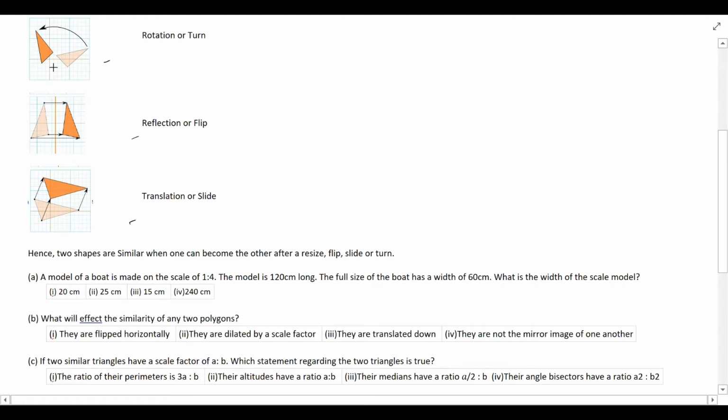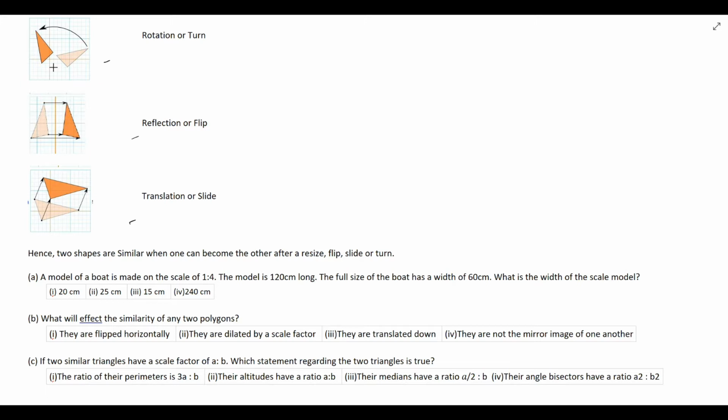Part A, a model of a boat is made on the scale of 1:4. The model is 120 centimeters long. The full size of the boat has a width of 60 centimeters. What is the width of the scale model? Okay, here the model of the boat is in the scale 1:4. So if the scale model is 1, then the actual size of the boat is 4 times of it. Now we know that the width of the full size of the boat is 60.